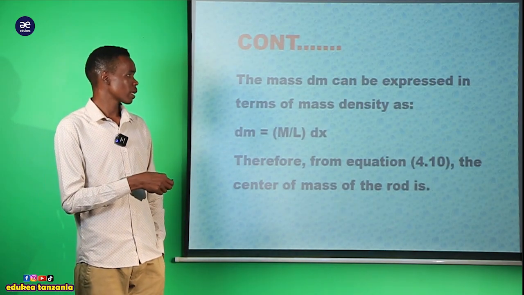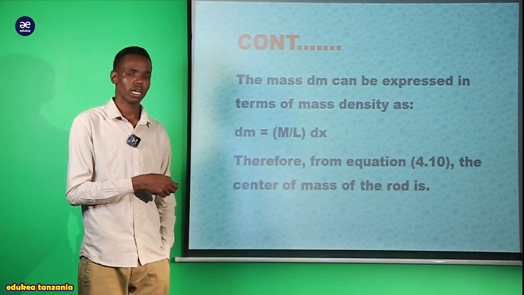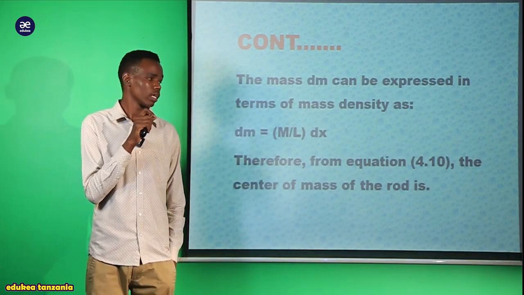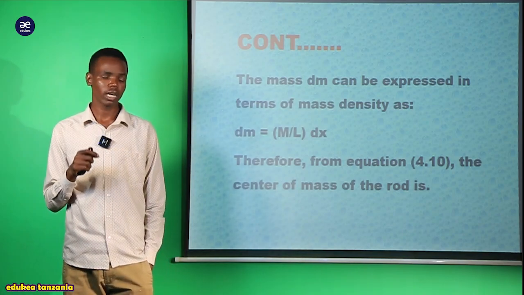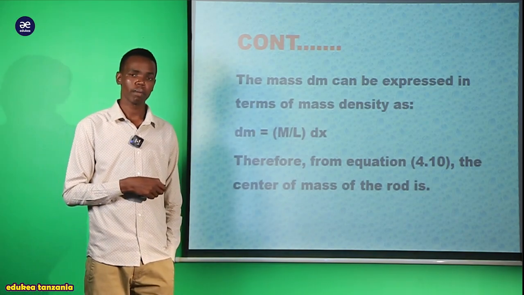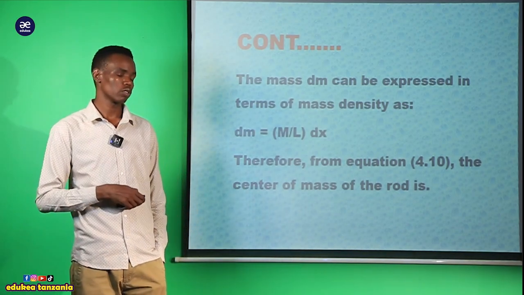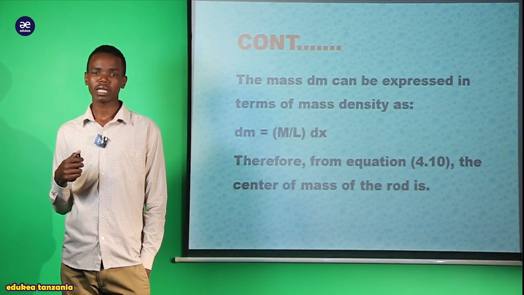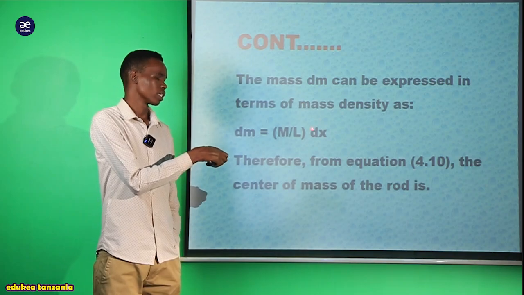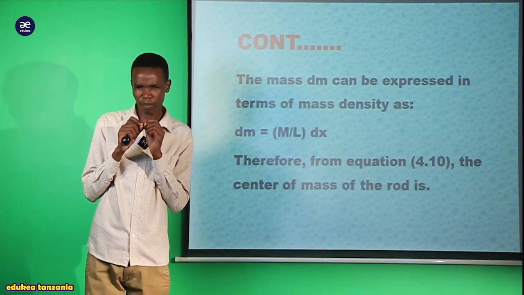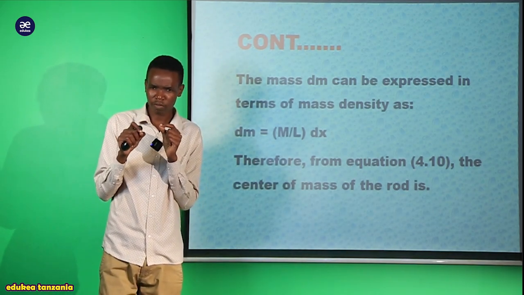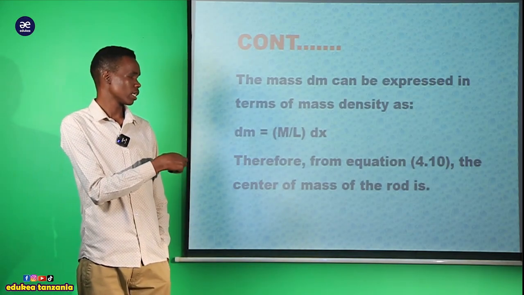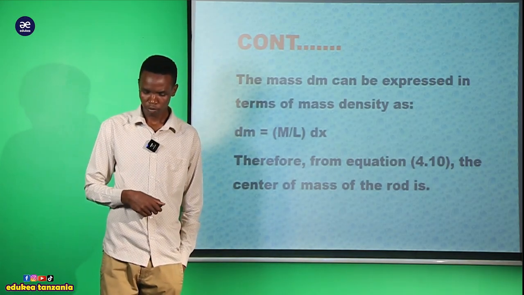So the mass dm can be expressed in terms of mass density. For that mass dm, we express it in terms of the mass density. Now we can say that this dm must be equal to the mass density, which means the mass divided by L, then we multiply by this small change, the small distance which has increased along the x from the fixed point. So our equation will be this one, in terms of the mass density.